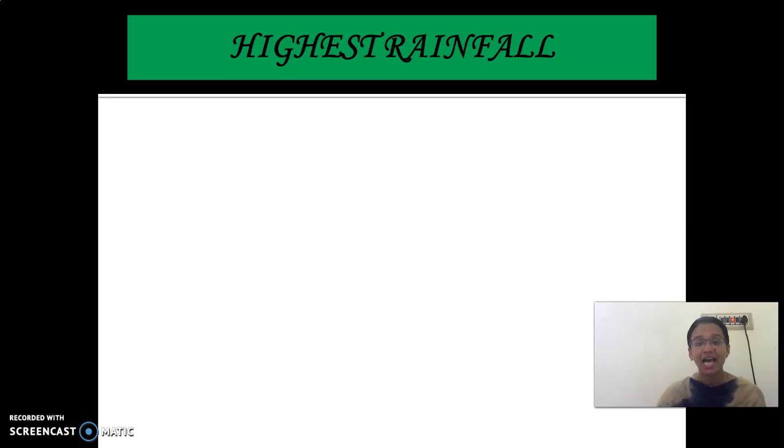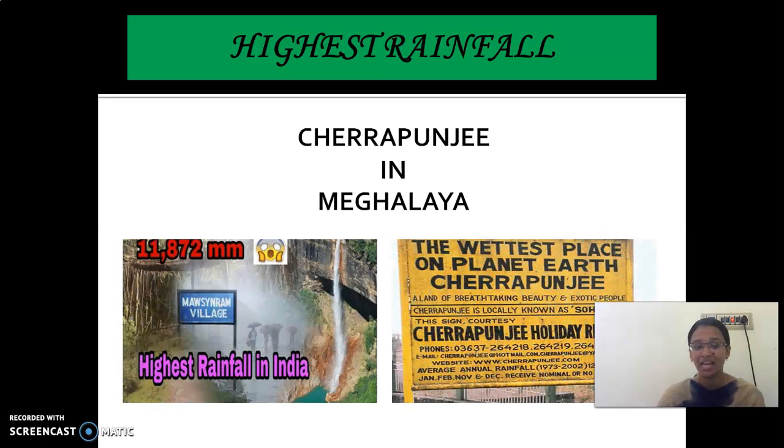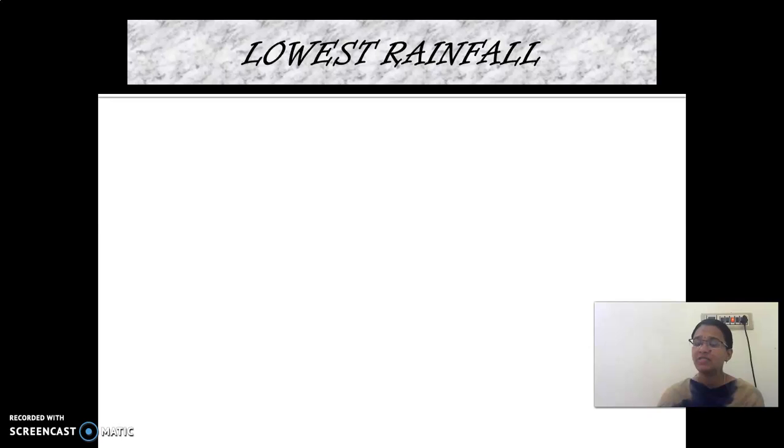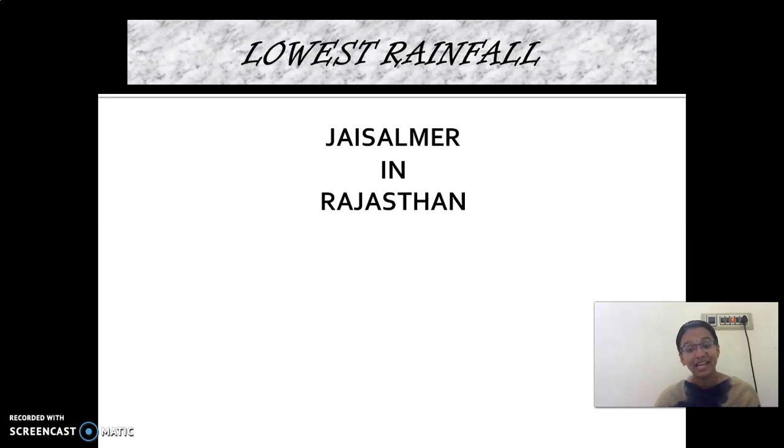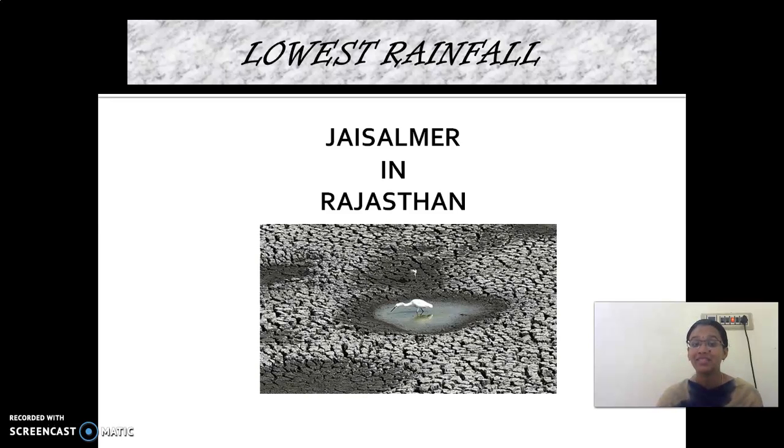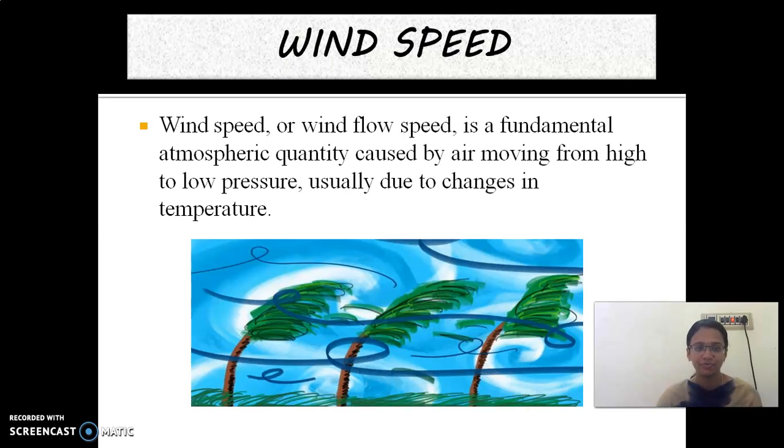Which place receives the highest rainfall, children? Very good. Cherrapunji in Meghalaya receives the highest amount of rainfall. And which place receives the lowest rainfall? Yes, Rajasthan. In Rajasthan, a place called Jaisalmer receives the lowest amount of rainfall.